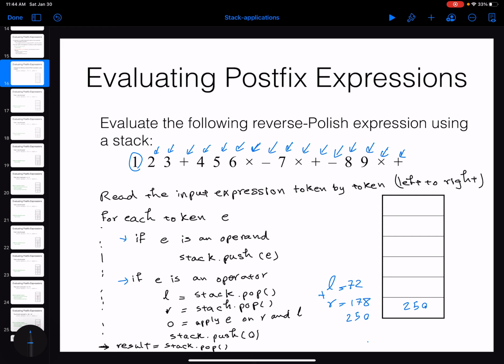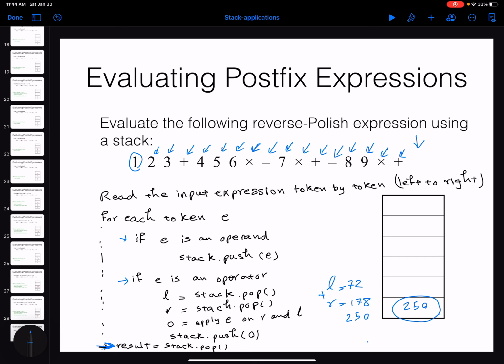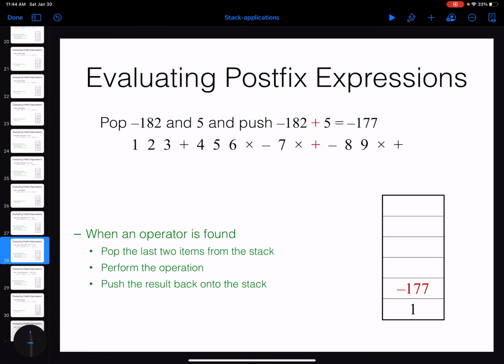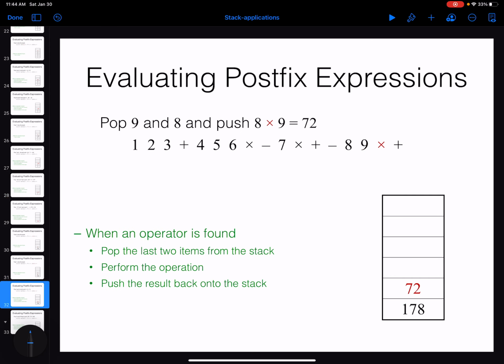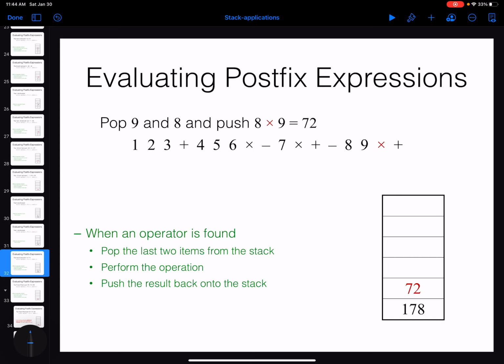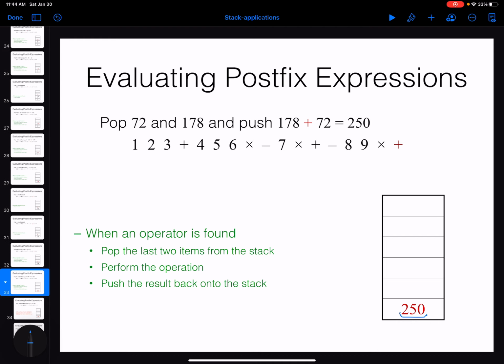Before I leave, the thing is that I reached the end of the string, right? Whenever you reach the end of the string, the result is going to be in the stack. You just need to pop the last value from the stack, and that is going to be the result, and print it in the output or do whatever you want with it. Okay, interestingly, I didn't make any error in this calculation. So this is the final result.